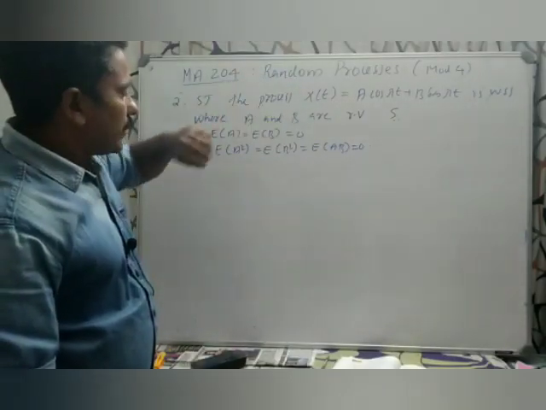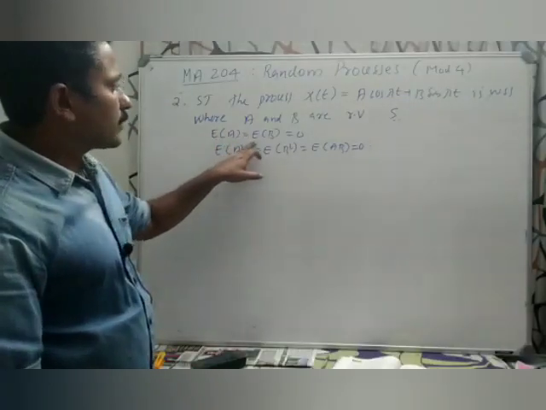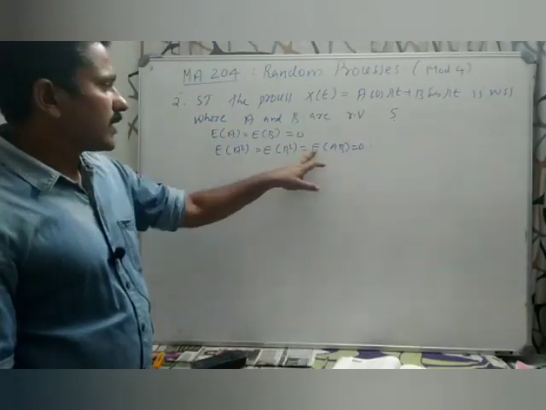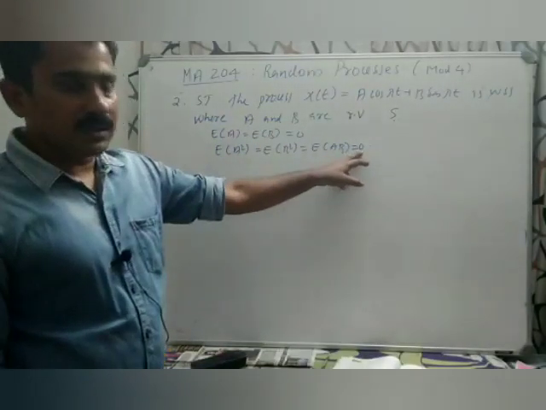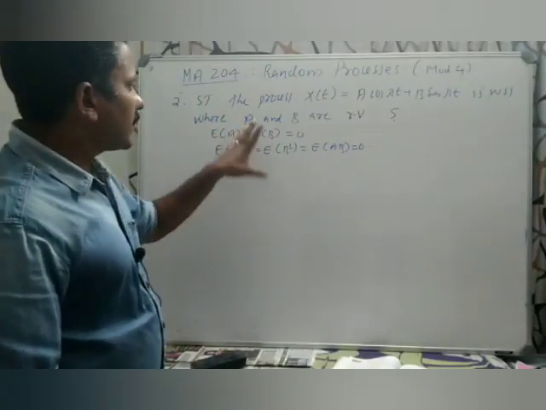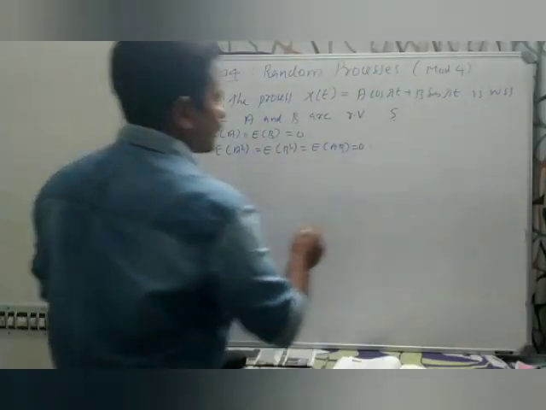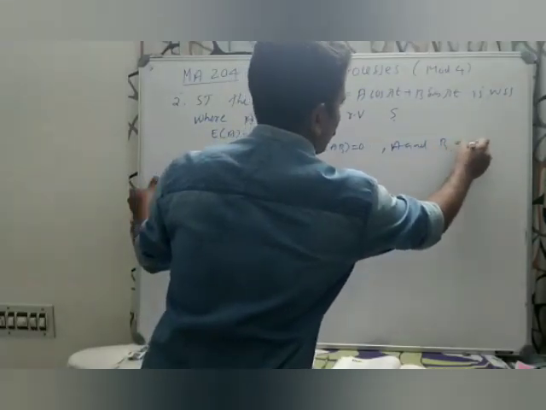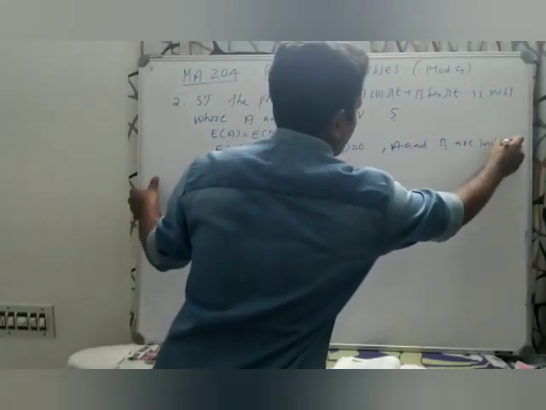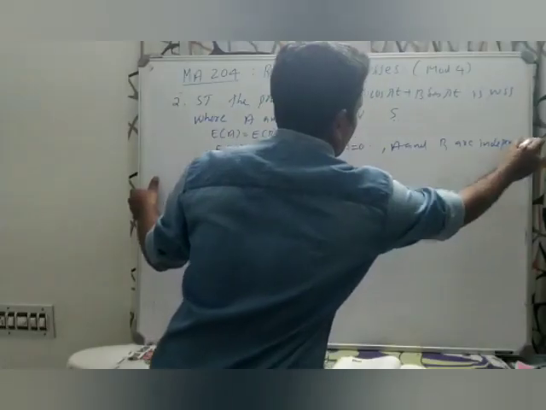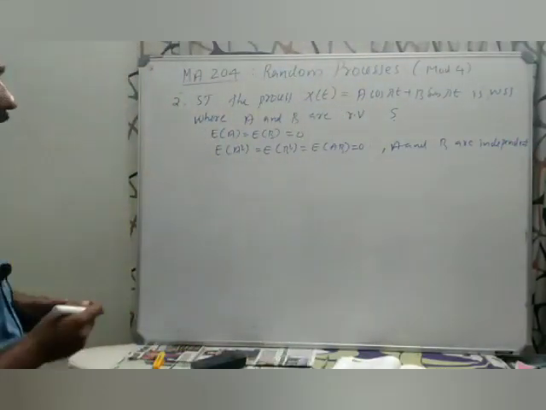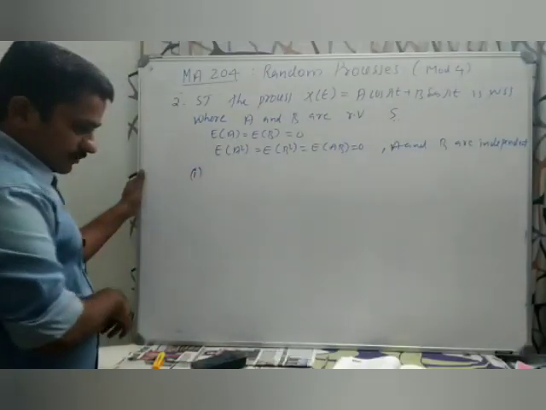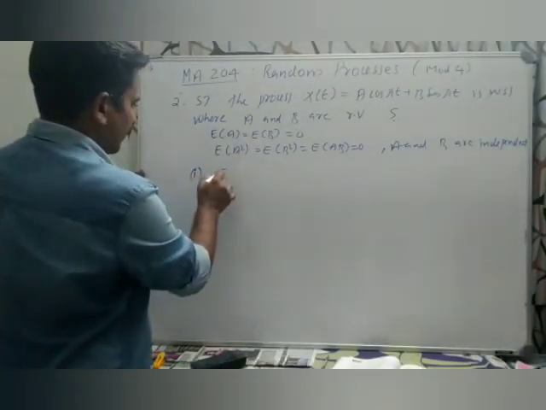A and B. Expectation of A and expectation of B are 0. Expectation of A square, expectation of B square and expectation of AB are all 0. Also, it's given that A and B are independent random variables. So, the first condition, we have to find expectation of x of t.